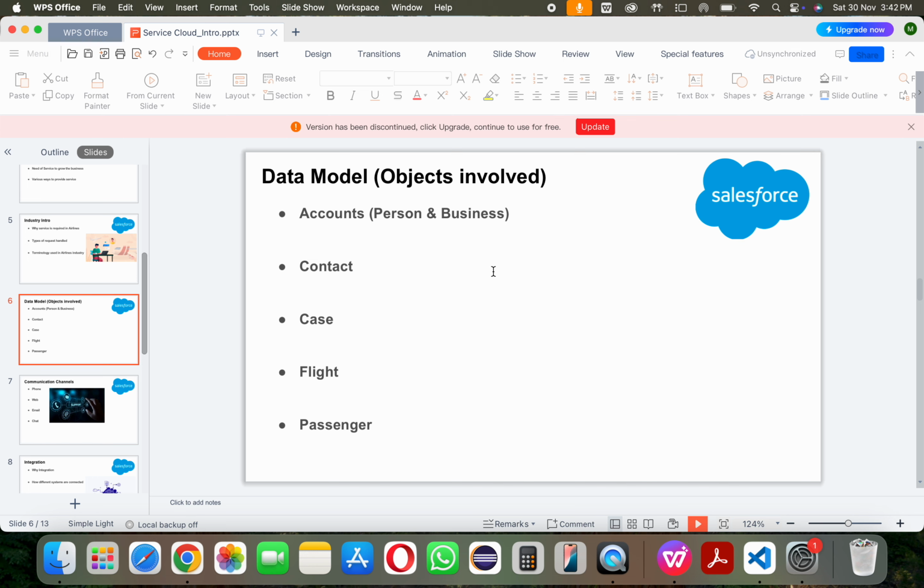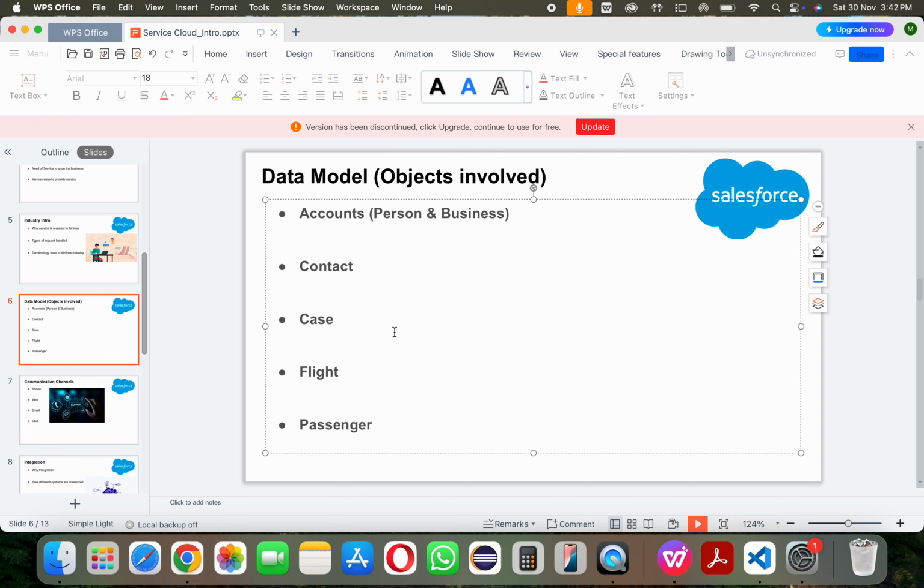Then, as I said, Case is the actual object where you'll raise complaints, requests, and queries. Various things come under this Case. Next, flight-related information you want to store can be stored in the Flight object, along with passenger information. The account owner may or may not be the passenger, right? Suppose I have login credentials with some airline, say X flight company, but I'm not traveling.